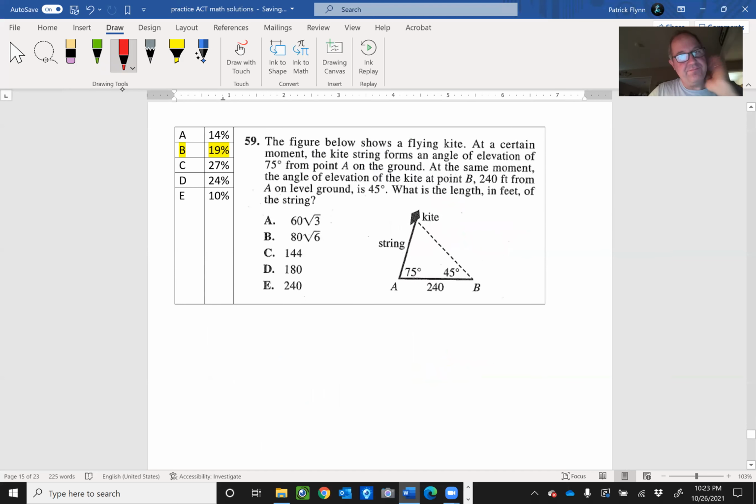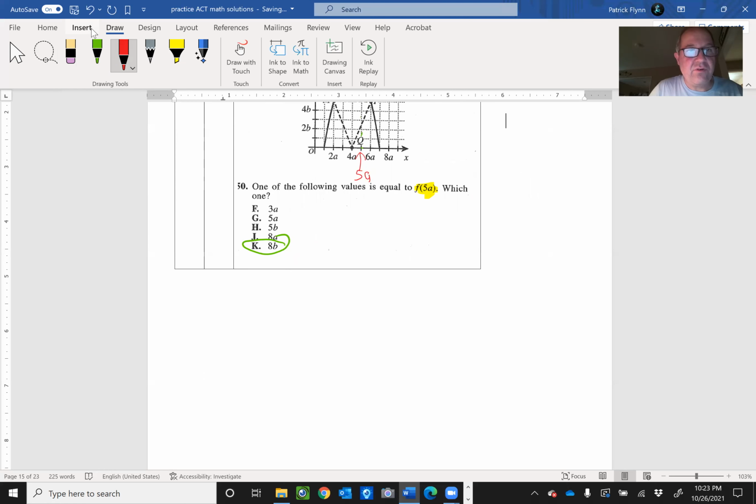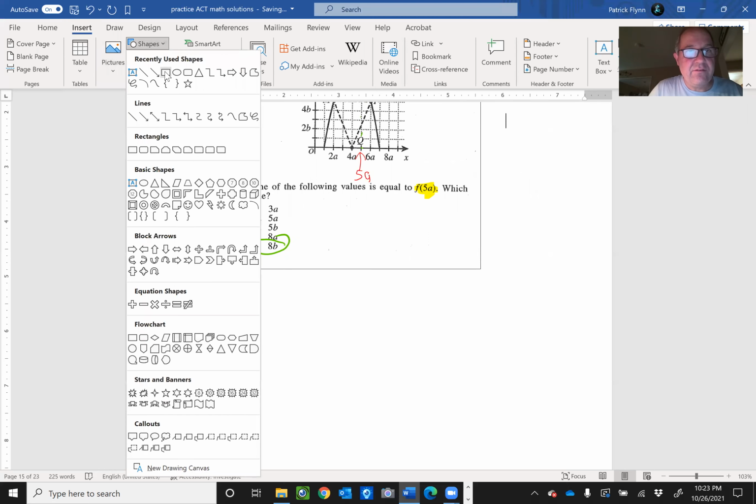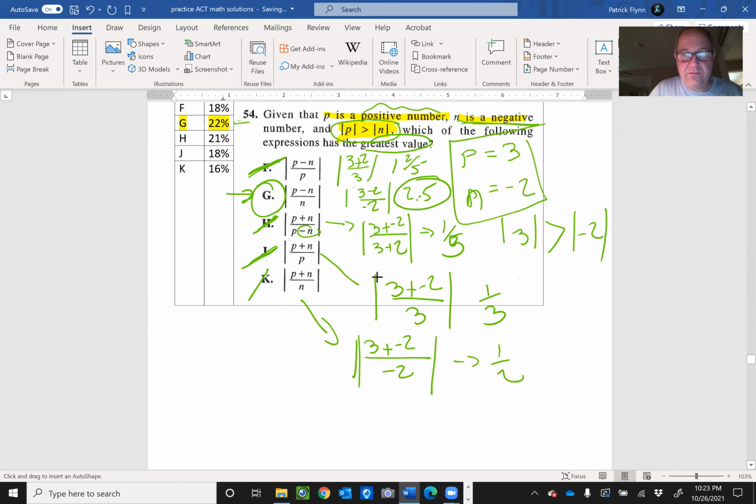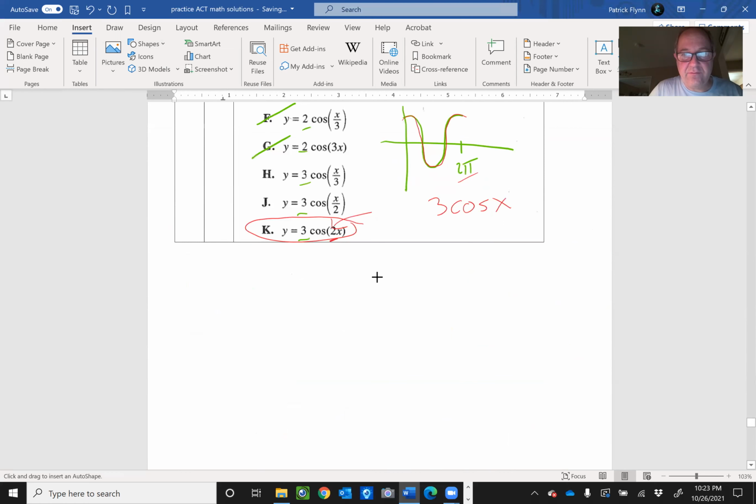59. We have to figure out the length of the string. We have to figure out how long this is. Now, there are some things we can do, right? We can think about things being drawn to scale. So if I were to, whoops, didn't mean to get so far back there.